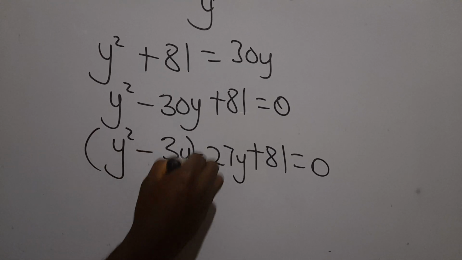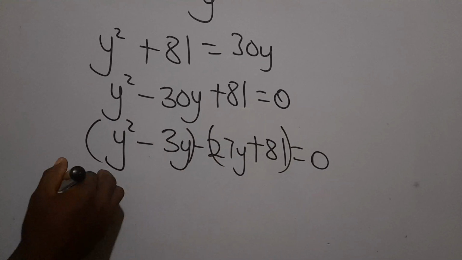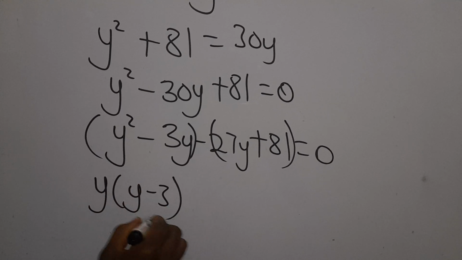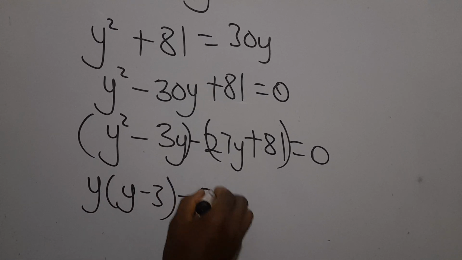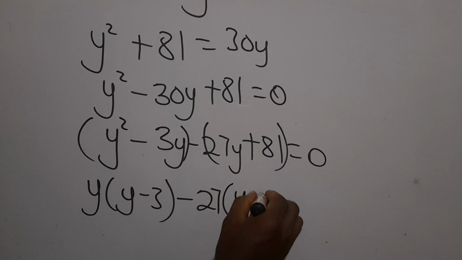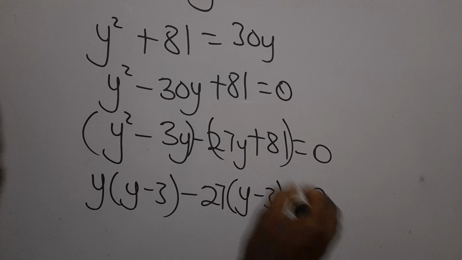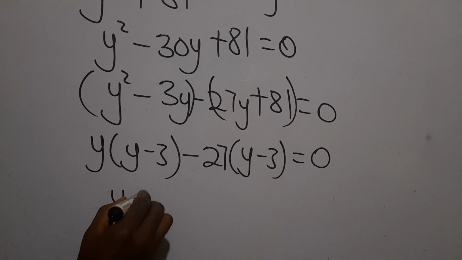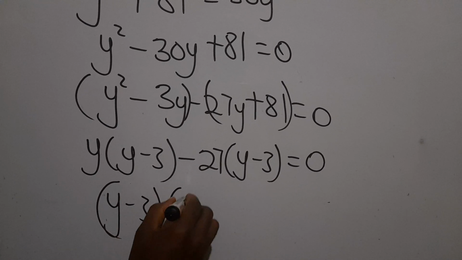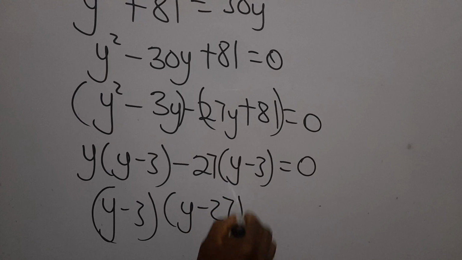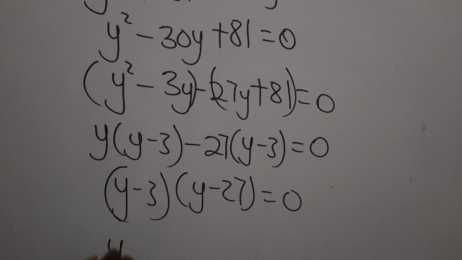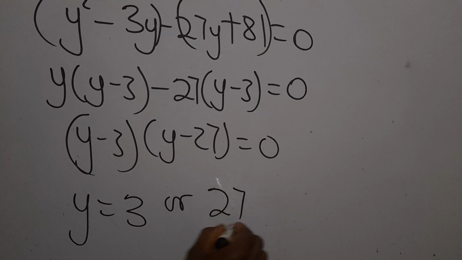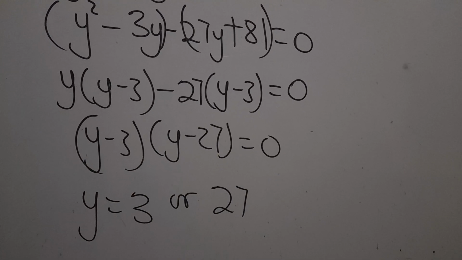Now we bracket the first two and the last two. What's common here? y is common. We have y minus 3. What's common here? 27 out, y minus 3, equal to 0. So y minus 3 is common. We factor it out. Then we have y minus 27 equal to 0. So our y will be equal to 3 or 27. That's taking each of these brackets and equating to 0.